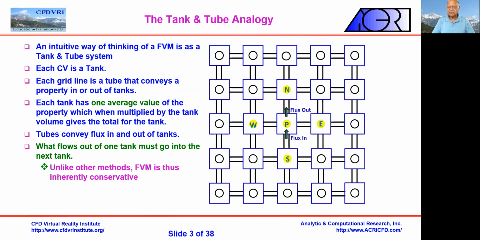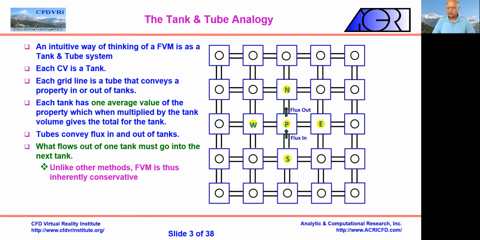What we are saying is that imagine each of the control volumes is an independent tank, and they are in contact with each other. There is no vacant space. And there is a tube connecting each tank with its neighboring tank. So the tanks are equivalent to the control volumes, and the tubes are equivalent to the grid lines, basically. Each tank has one average value.